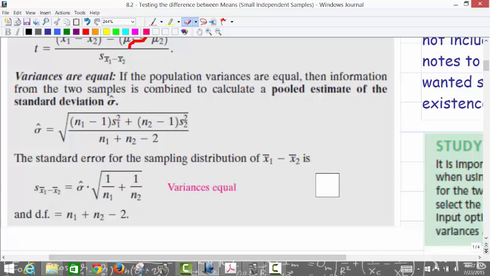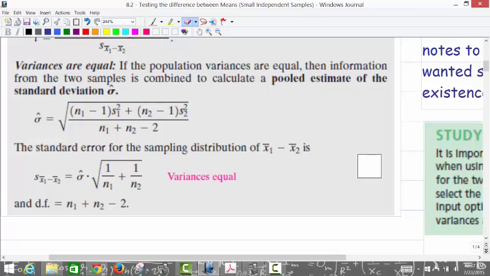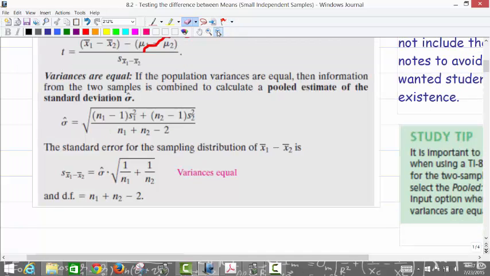Basically, the idea of subtracting 2 is because we have two independent variables versus just one. Where before we just had n minus 1 when it was one variable. Now add them together, subtract 2. Okay, so it's a messy denominator in that t-test.